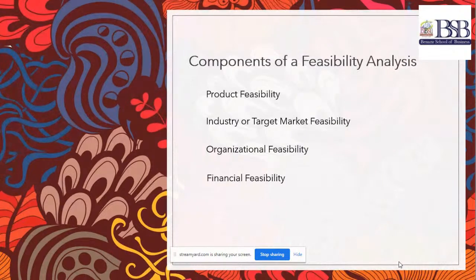Let me say that there are some components of feasibility analysis. Actually, the methodology of conducting feasibility analysis is very extensive. Yet, believe me, it is worth conducting. It's very important, it's essential. The analysis covers four key areas. They are divided into four components, which are the product feasibility, or the service if you're offering, industry or target market feasibility, organizational feasibility, and financial feasibility.